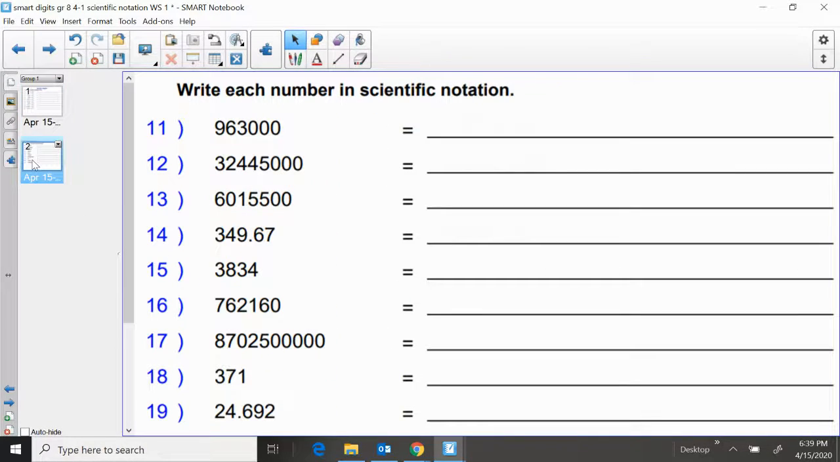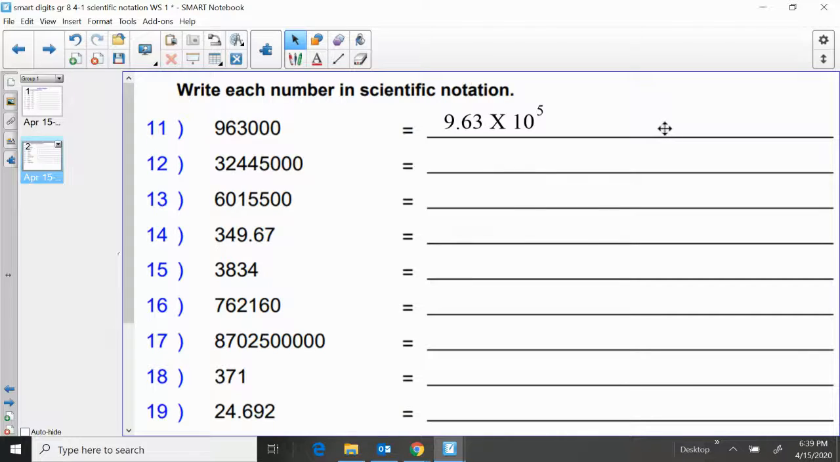On this next page, I'm going to show you how to do numbers 11, 12, and then I'm going to jump down to number 14. So 11, 963,000. They want you to put the answer in scientific notation. So the answer in scientific notation would be 9.63 times 10 to the 5th power.